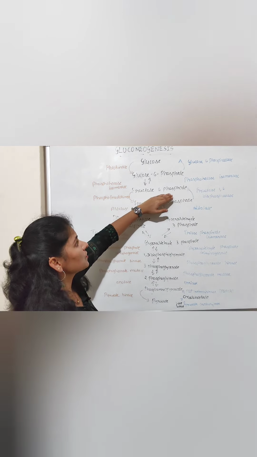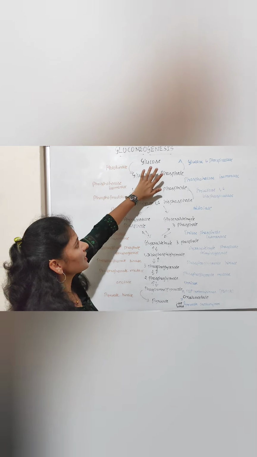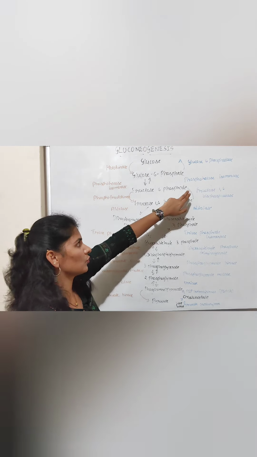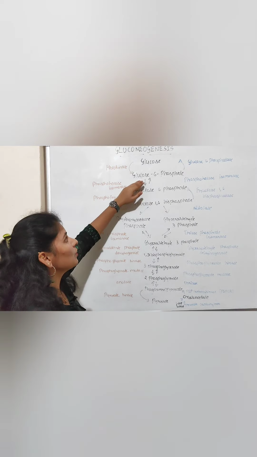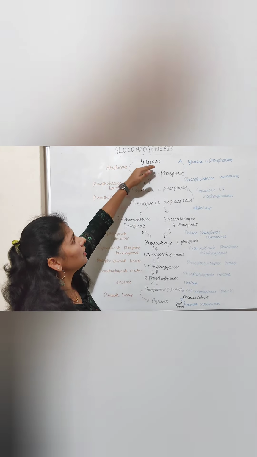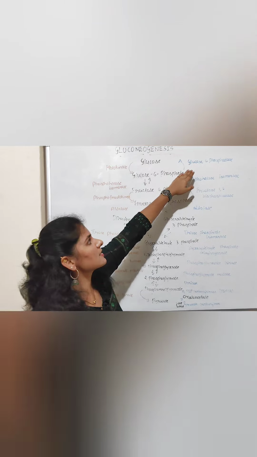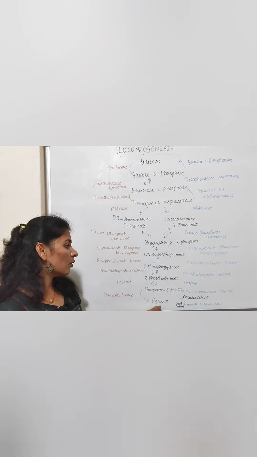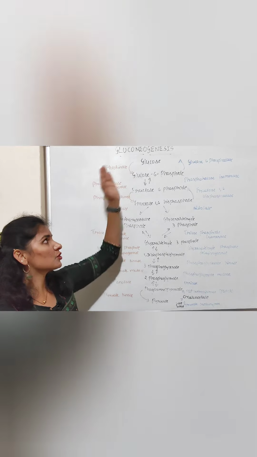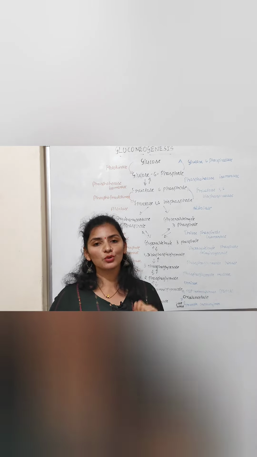Later, fructose 6-phosphate is converted into glucose 6-phosphate in the presence of an enzyme known as phosphohexose isomerase. In the last step, glucose 6-phosphate is converted into glucose in the presence of an enzyme known as glucose 6-phosphatase. So that is how two molecules of pyruvate give rise to one molecule of glucose in gluconeogenesis.